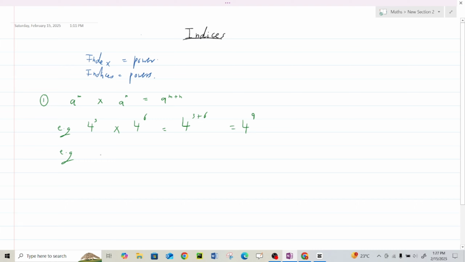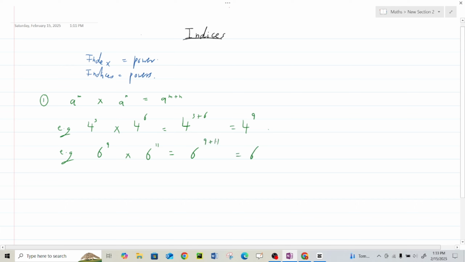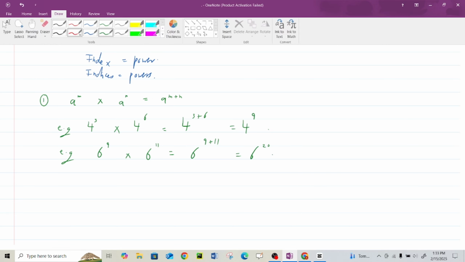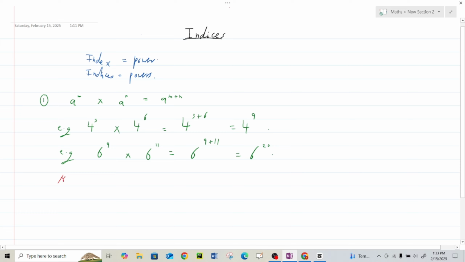Let's say I have 6 power 9 multiplied by 6 power 11. You will have 6, the same number, then the two powers added. Okay, 9 plus 11. 9 plus 11 gives me 20. That's my rule. Now, what's the key rule that we need to know here? Okay, so we know the actual rule by its words as well.